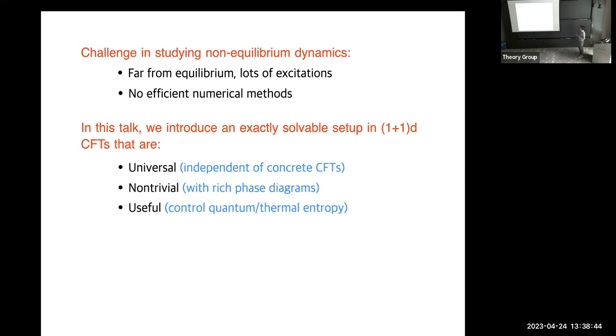And we also hope it is non-trivial, which means when you drive the system, if nothing interesting happens, then it's not interesting. We hope there can be an interesting phase diagram. Okay, and we also hope it can be useful. For example, our setup can be used to control, to manipulate the quantum entanglement and also the thermal entropy. Okay, I will introduce the details in the following slides.